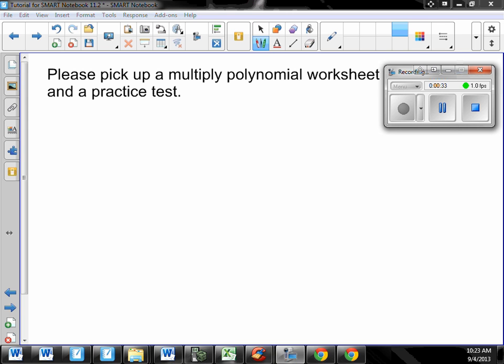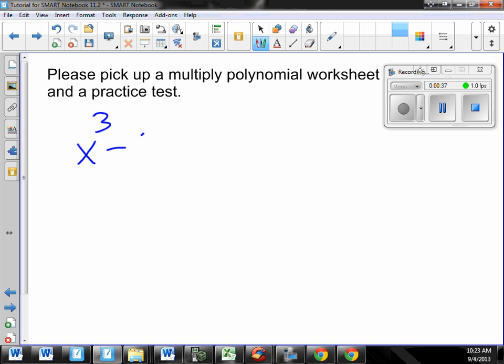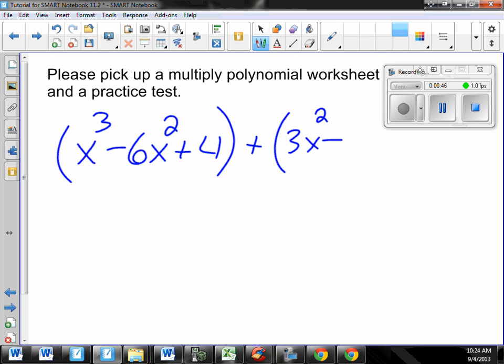So if I had 2 polynomials, x to the third minus 6x squared plus 4, and I added that to 3x to the third plus 7x minus 18. Remember, when you're adding polynomials, you're just finding like terms. So you do need to take notes on this. So pull out something to write on.